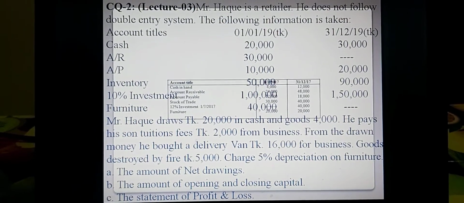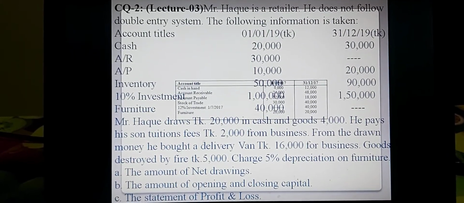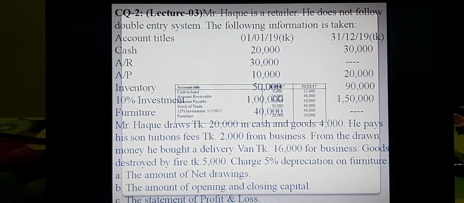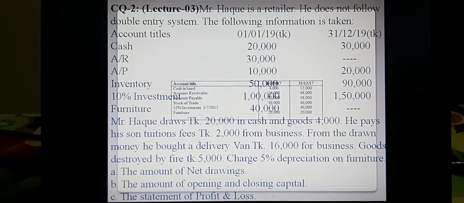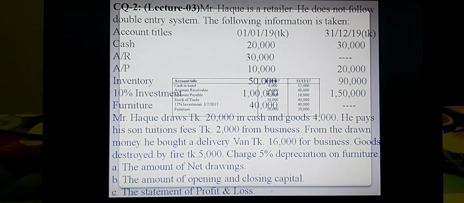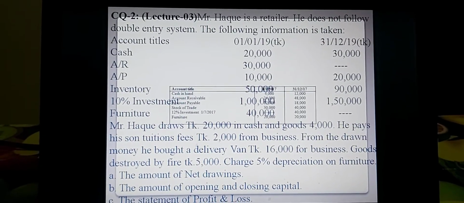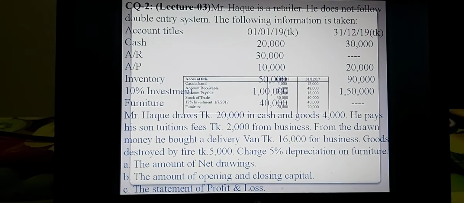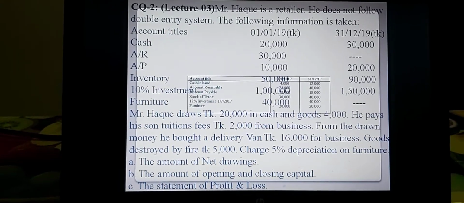Dear boys and girls, in the box some items are available, please ignore all items inside the box. Okay, Mr. Hawk draws taka 20,000 in cash and goods taka 4,000. He pays his son's tuition fees taka 2,000 from this business. Another piece of information is available from the drawn money. Total drawn money: cash drawings 20,000, goods drawings 4,000, and son's tuition fees paid from the business, 2,000, personal expenses. At this moment total drawings amount is taka 26,000.